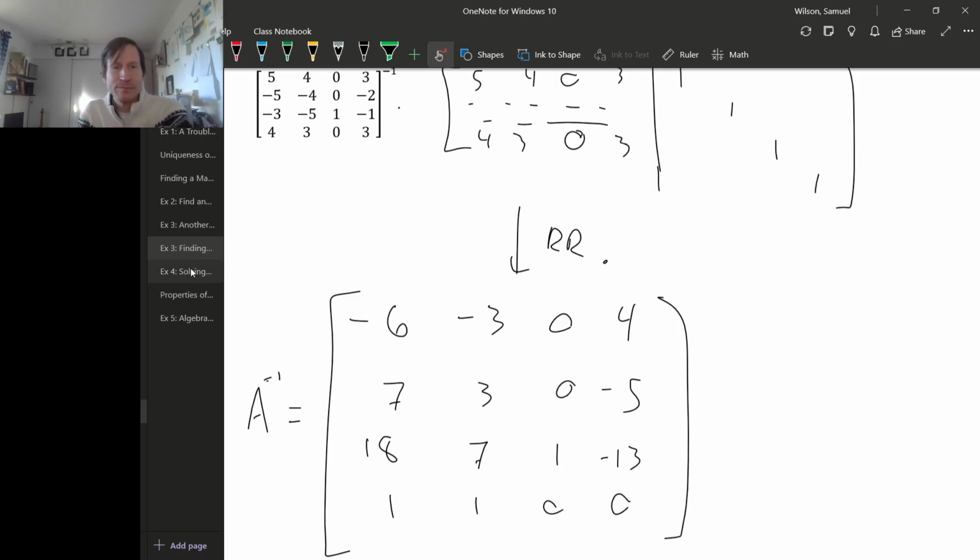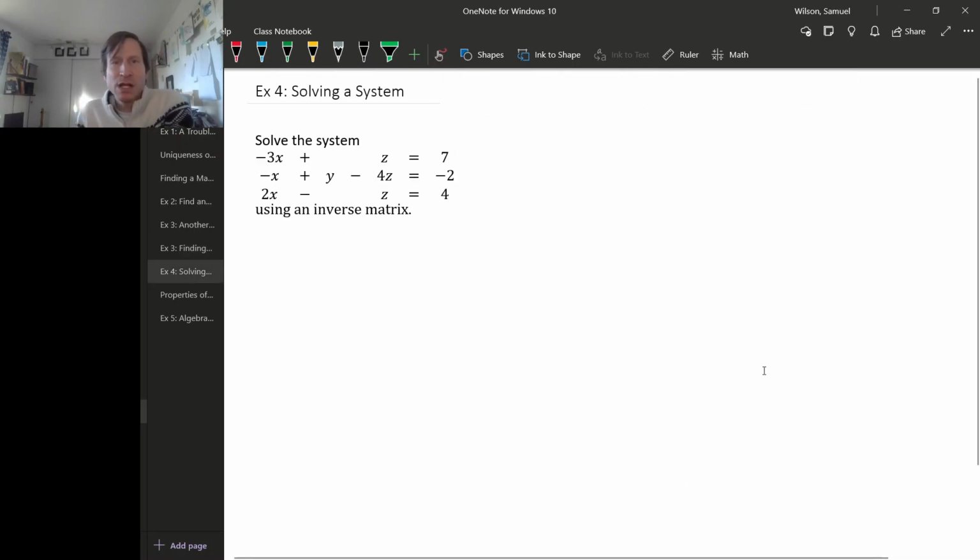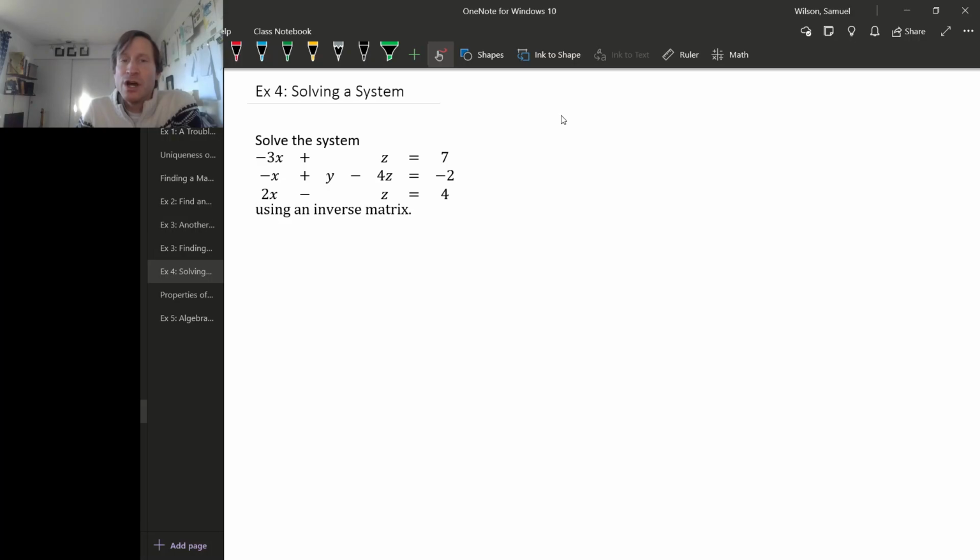Okay, let's look at one more example. Let's solve this system of equations. Now, I know we already know how to solve systems of equations, but I want to rephrase this in terms of matrix multiplication. Remember, when we figured out matrix multiplication, we noticed that you can write any linear system like this: Ax = b, where A is a matrix that's m by n, x is a matrix that's n by 1, and b is a matrix that's m by 1.